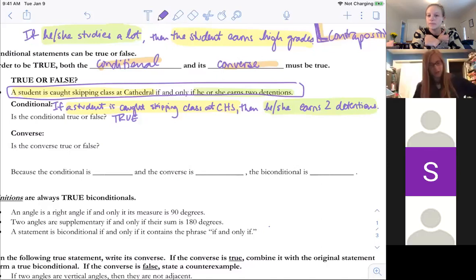If he or she earns 2 detentions, then a student is caught skipping class at Cathedral. Very good. Thank you, Ella. So as I write that, you decide or start thinking about whether you think that's true or false.